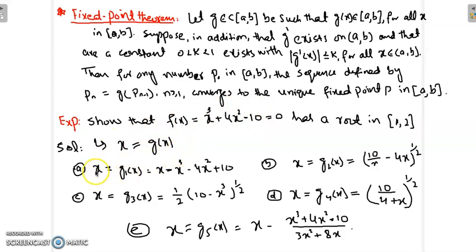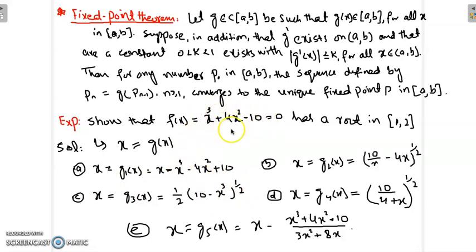For example, x = g1(x), which is x - x^3 - 4x^2 + 10. This is one form. And x = g2(x) = (10/x - 4x)^(1/2). This is another form, the second one. x = g3(x), which is equal to 1/2 (10 - x^3)^(1/2). This is the third form of this equation.